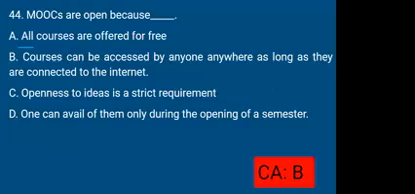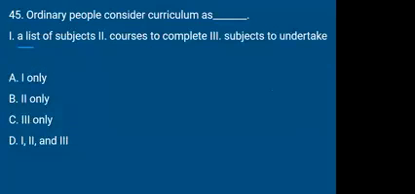Next slide, ma'am. Okay. Number 45. Ordinary people consider curriculum as blank. Again, curriculum is part of FS3 if I'm not mistaken. Number 1, a list of subjects. Number 2, courses to complete. And number 3, subjects to undertake. Or just ordinary people, okay? Is it A, 1 only? Letter B, 2 only. Letter C, 3 only. Letter D, 1, 2, and 3. All right, so ordinary people consider curriculum as what?